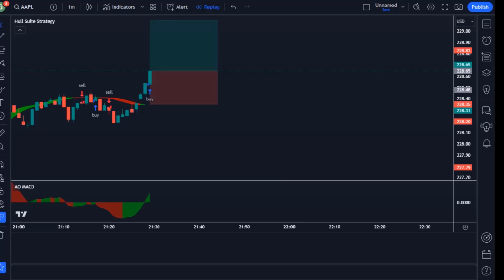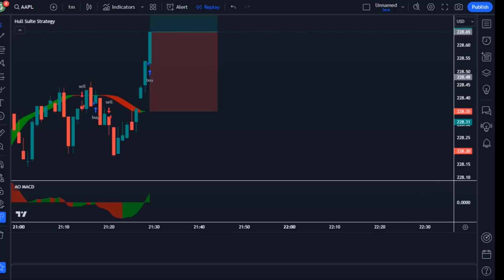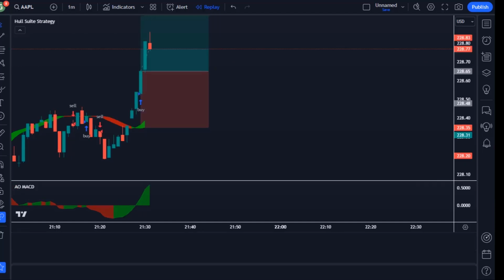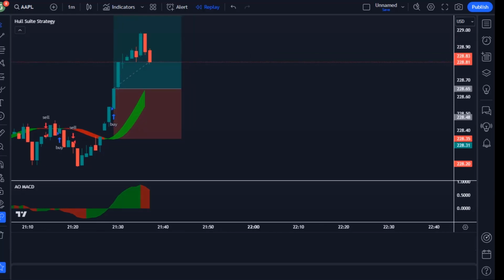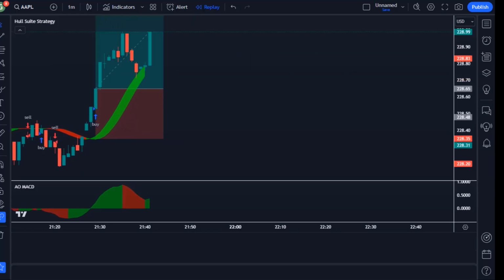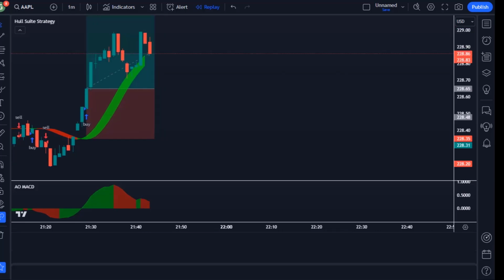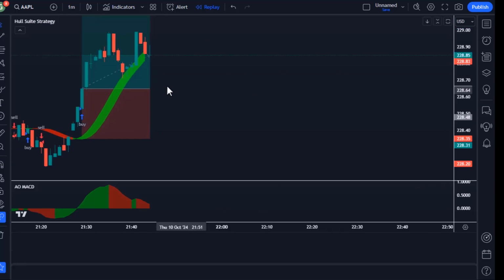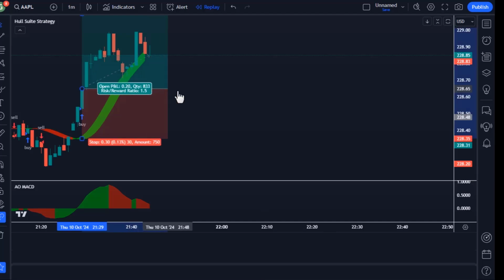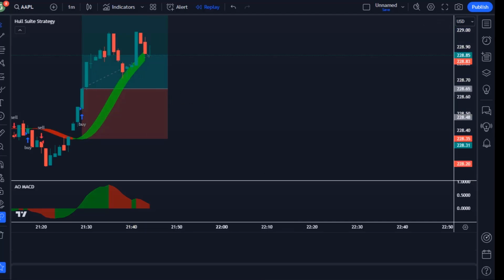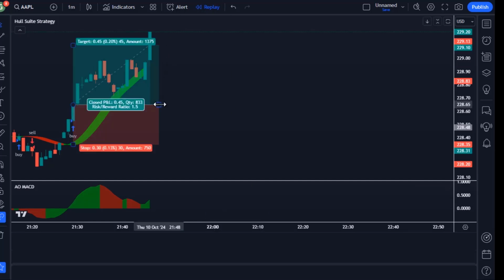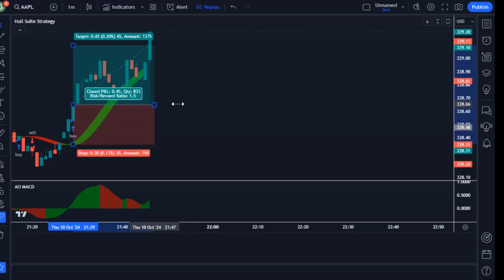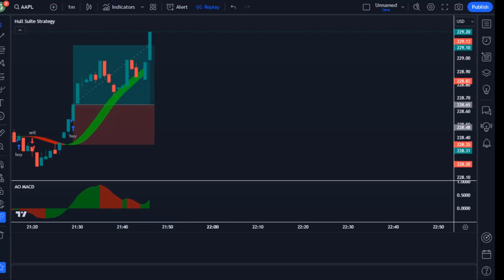Let's see what happens to our trade. The market has completely hit the target. Let us now understand the short position.